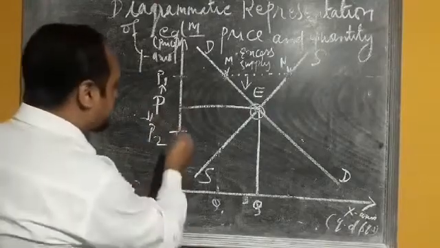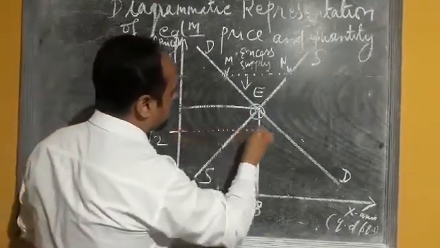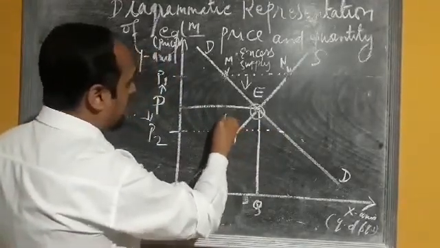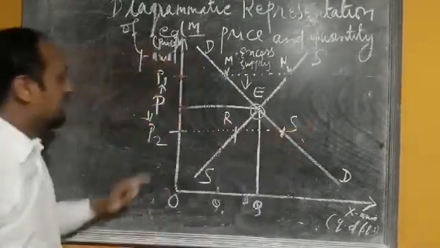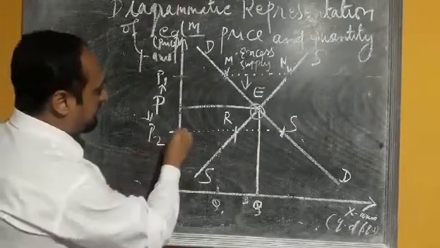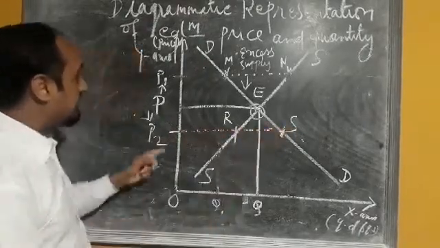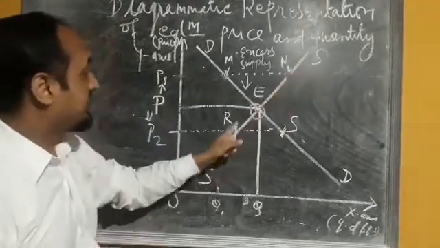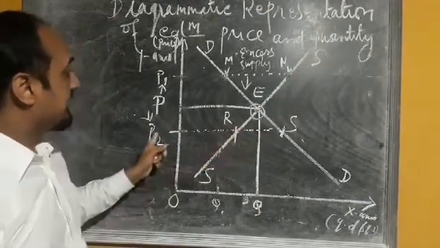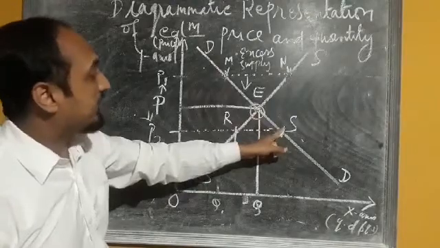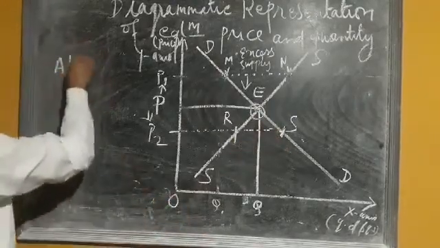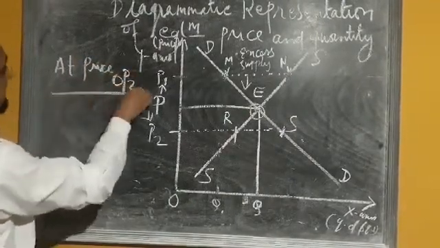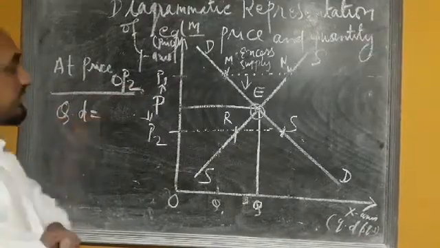Now at this price, if we draw a dotted line, suppose we name this point R and this point S. If we draw this price line, then we can see that this price line is intersecting the supply curve at point R, and this line is again intersecting the demand curve at point S. Now at this price OP2, see what the quantity demand is.